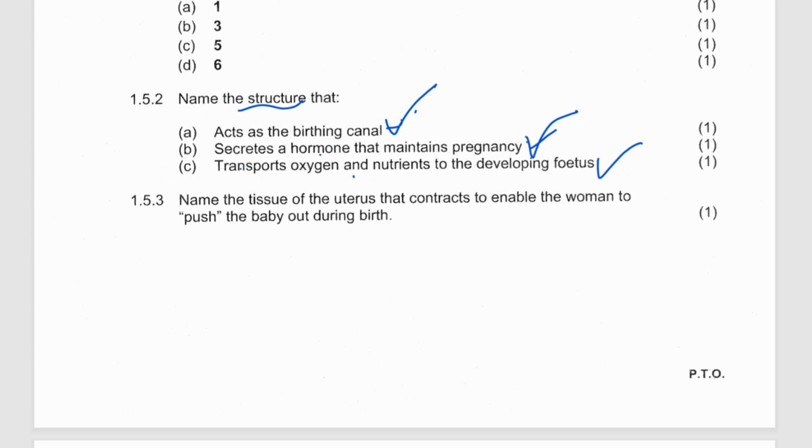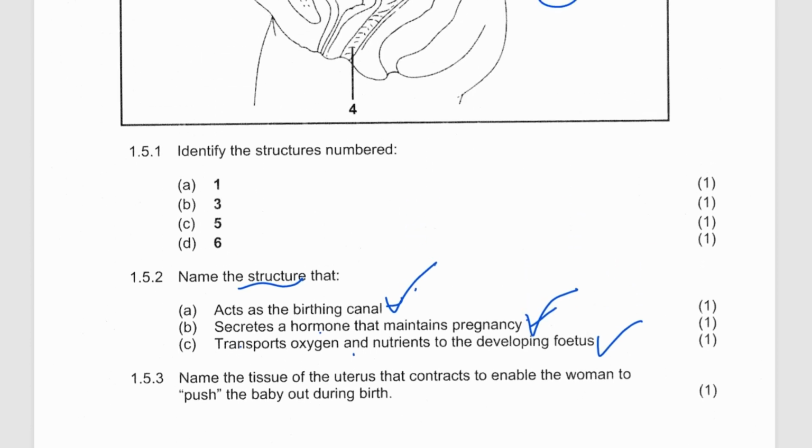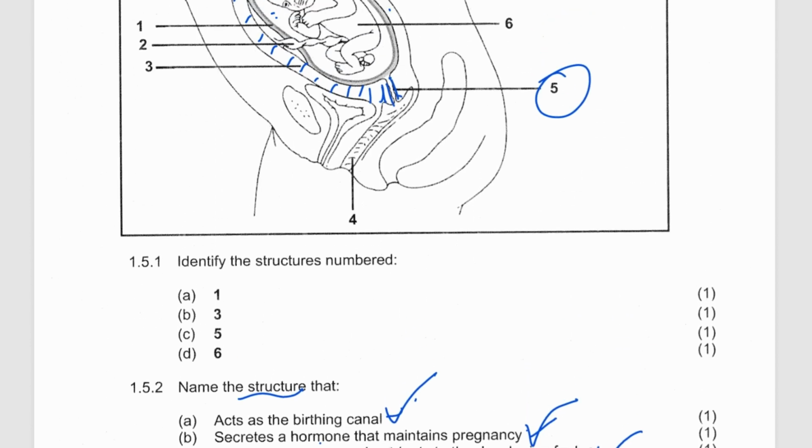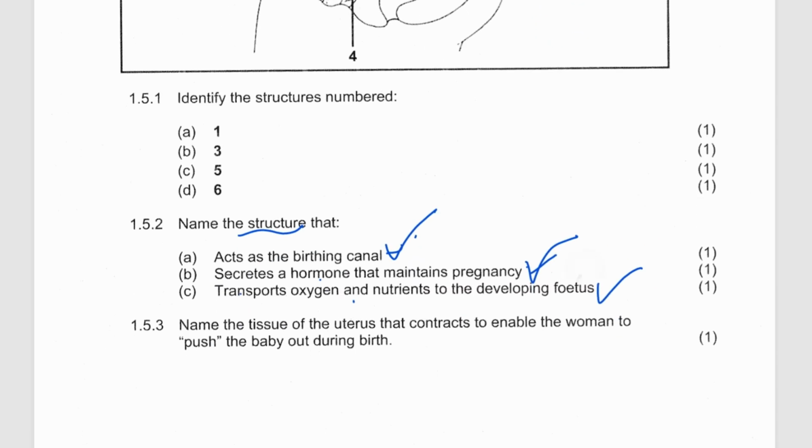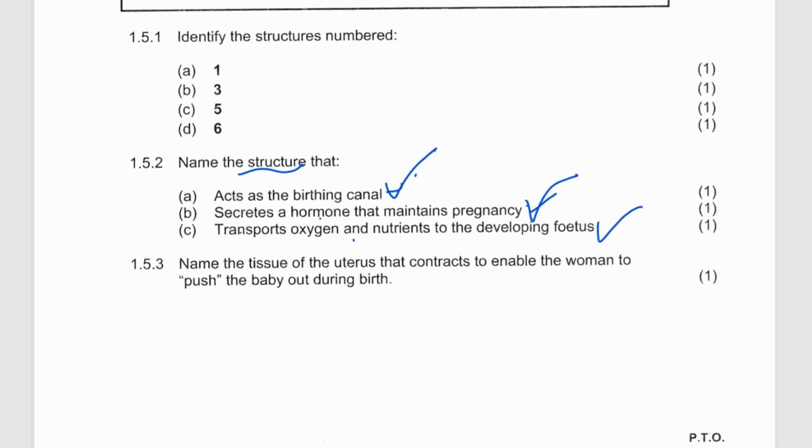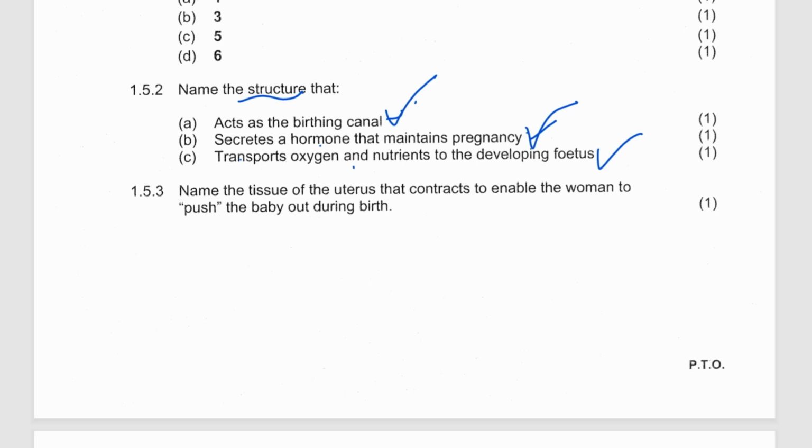All right, someone is asking, what about the umbilical cord, what about the placenta? They're saying the structure which transports oxygen and nutrients. So if you are looking only at what takes oxygen and nutrients, then it is the umbilical vein. Name the tissue of the uterus that contracts to enable the woman to push the baby out during birth. So name the tissue.